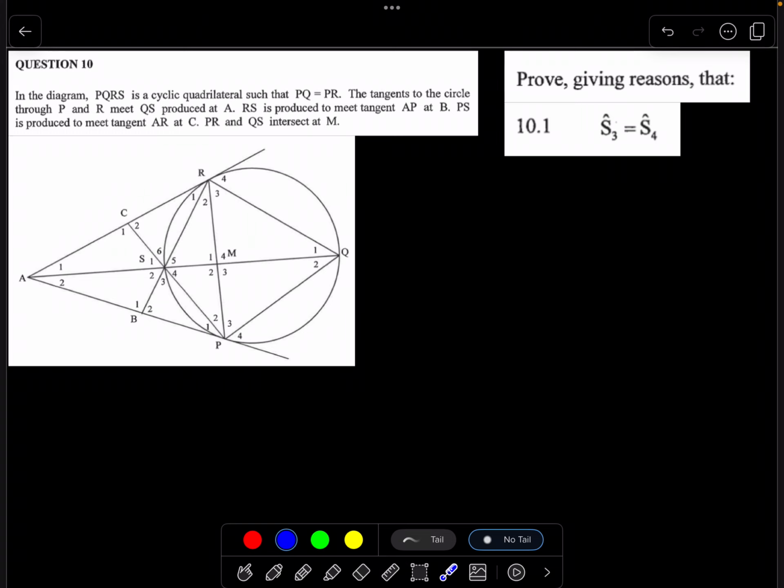We are looking at the last question of the department's Paper 2, Question 10 from November 2023. So let's have a look. In the diagram, PQRS is a cyclic quad such that PQ is equal to PR. So we have an isosceles triangle.